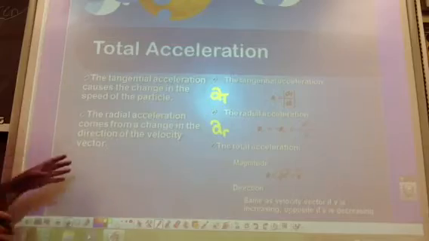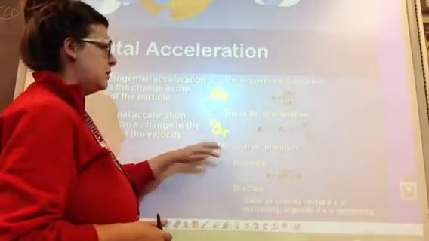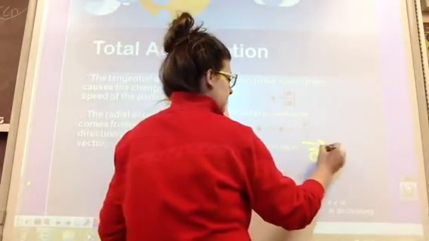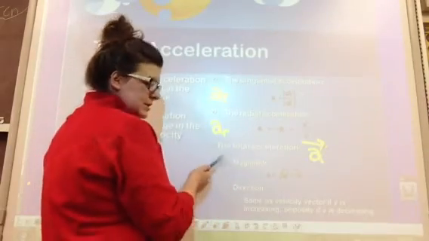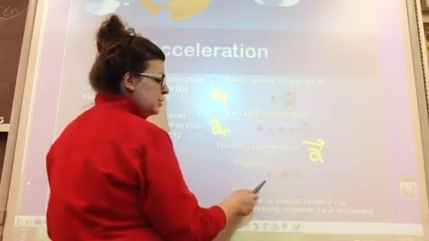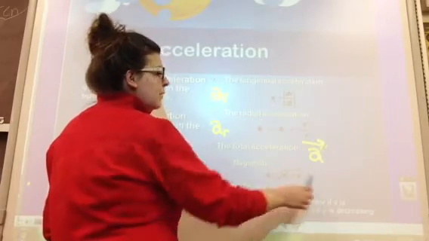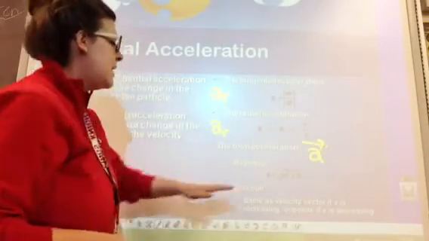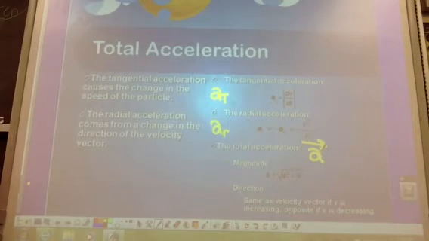Since these are my components for the total acceleration, if I want to define that total acceleration vector, then I would just do the same thing that we've seen in the past. The magnitude is going to be the square root of the tangential and the radial acceleration squared and then square rooted. And then the direction is going to be the exact same way that we found it in the past as well.